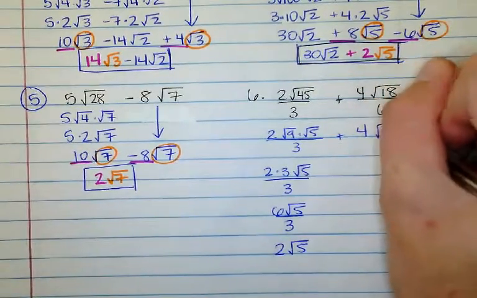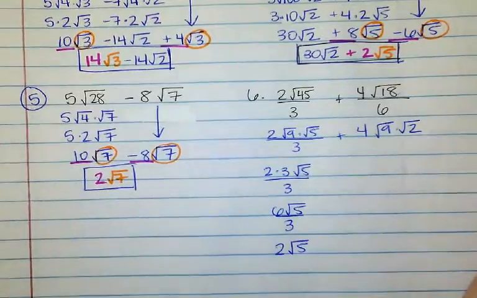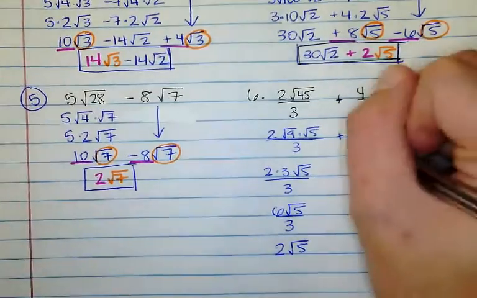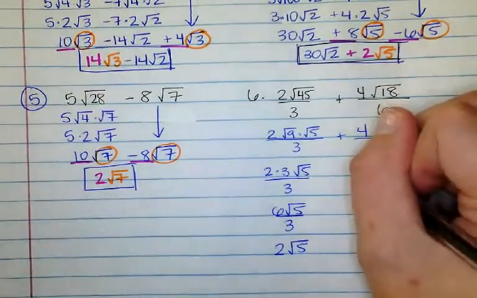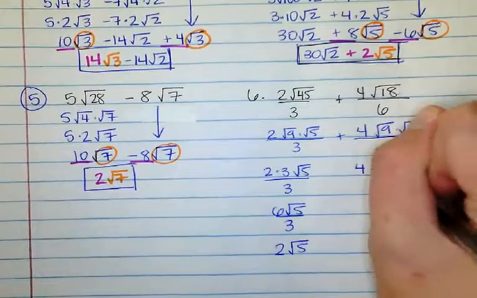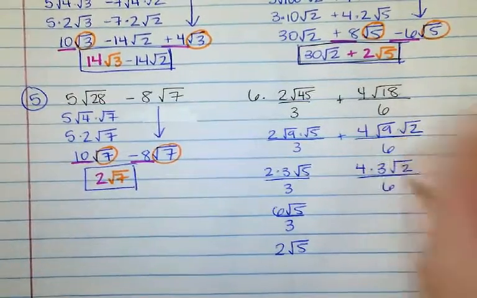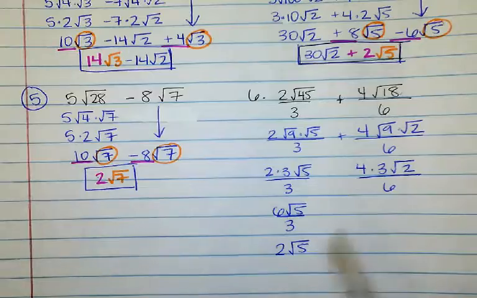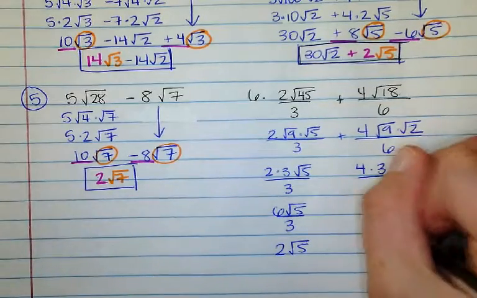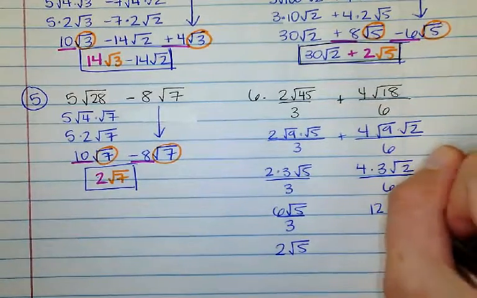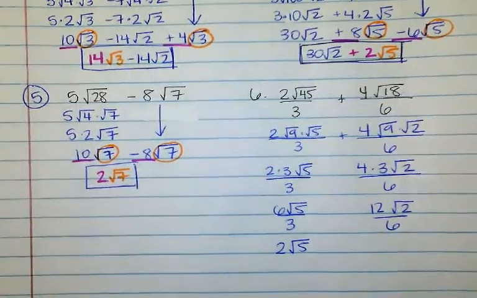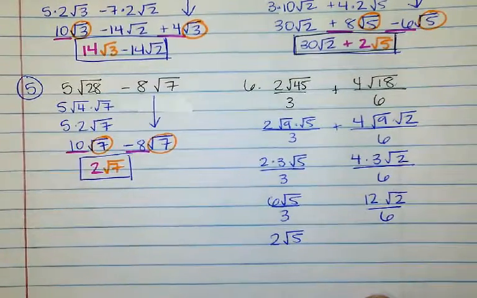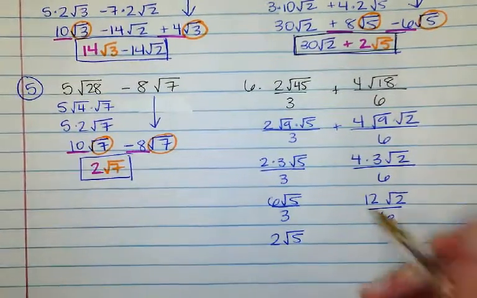Over 6. This becomes 4 times 3 times radical 2, and it's still over 6. 4 times 3 is what? 12. Radical 2 over 6. Would you look at that? Are these going to simplify? Yeah, so what's 12 divided by 6? That's 2, so it's 2 radical 2.